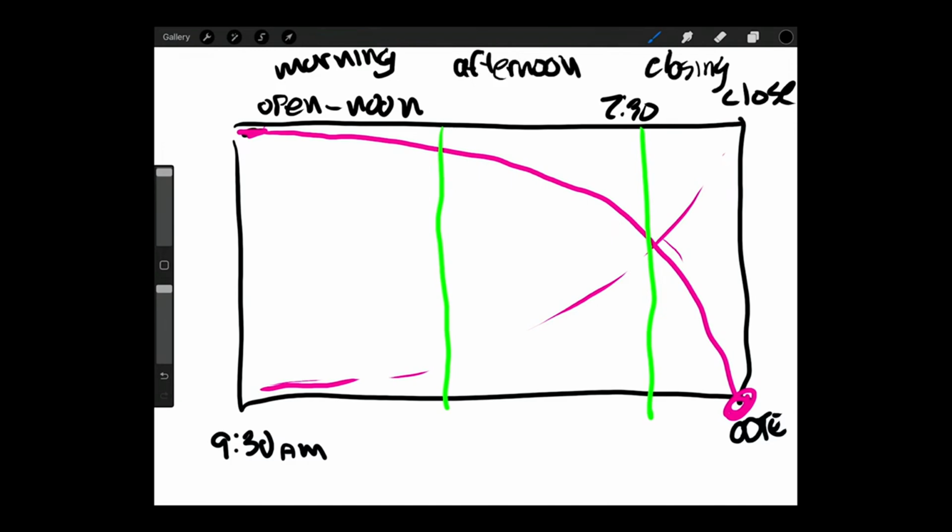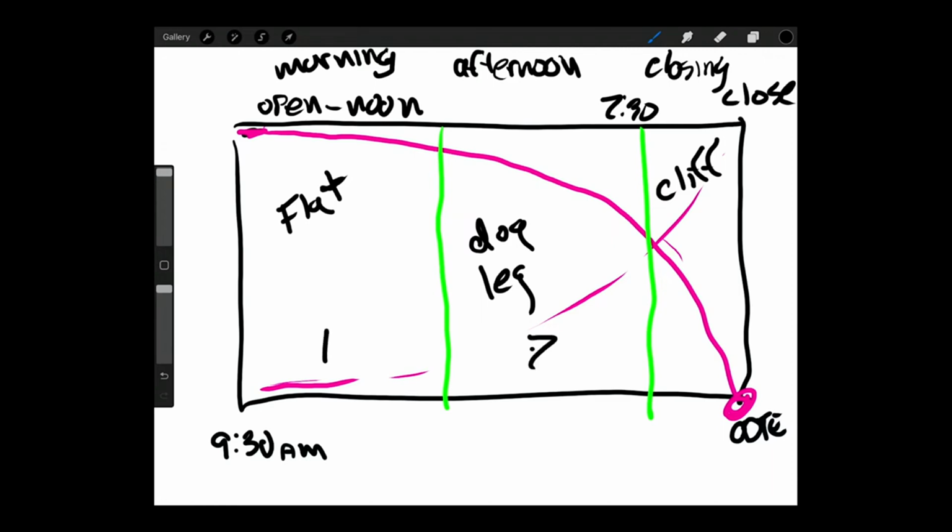And the reason why we break it down that way is because the profit curve has a very distinct character in each one of these sessions. Here it's flat. Here it's like a dog leg. And here it's falling off a cliff. So that implies then that we're going to have different ways of approaching our profit taking in each one of these time zones. Time zone 1, time zone 2, time zone 3.